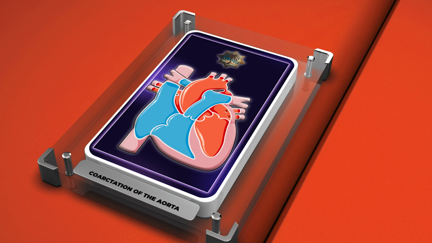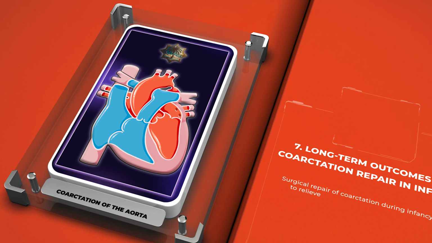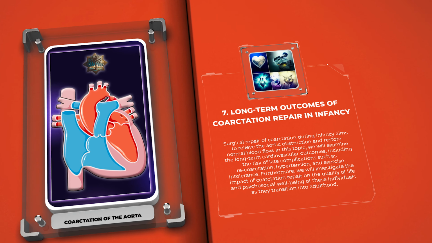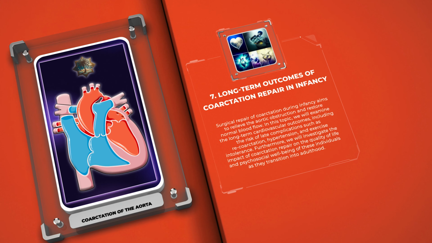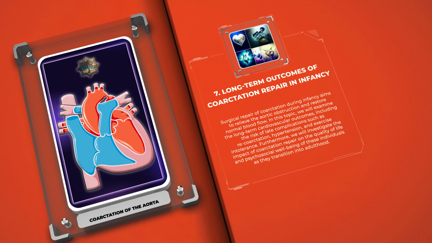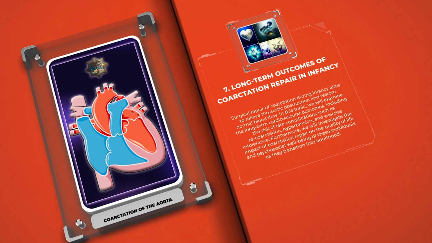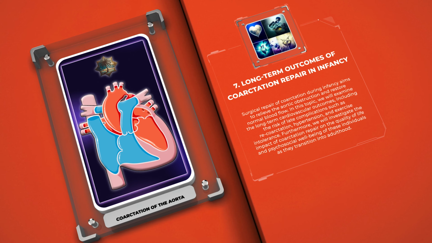Surgical repair of coarctation during infancy aims to relieve the aortic obstruction and restore normal blood flow. In this topic, we will examine the long-term cardiovascular outcomes, including the risk of late complications such as recoarctation, hypertension, and exercise intolerance. Furthermore, we will investigate the impact of coarctation repair on the quality of life and psychosocial well-being of these individuals as they transition into adulthood.